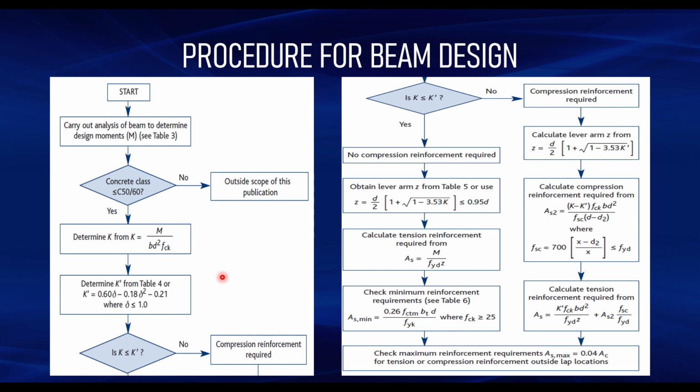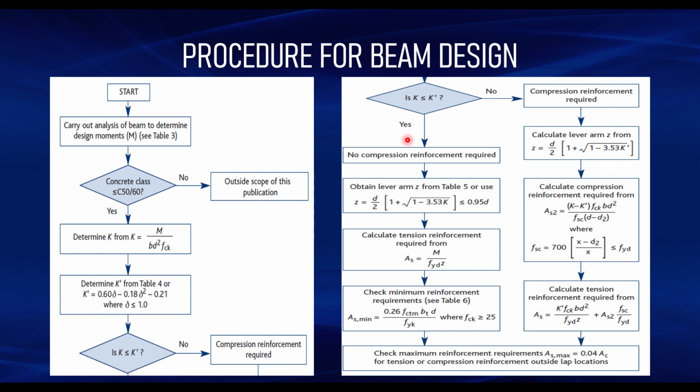Then after that, you have to determine the K prime. The K prime depends on the amount of redistribution allowed. Most of the time we allow for 15% redistribution. Once you determine K prime, you now need to determine if the K you calculated in the step above is less than or equal to K prime. If your K is less than or equal to K prime, that means you go ahead with the design without providing compression reinforcement. The introduction of compression reinforcement now brings us to the types of beam that we have based on reinforcement.